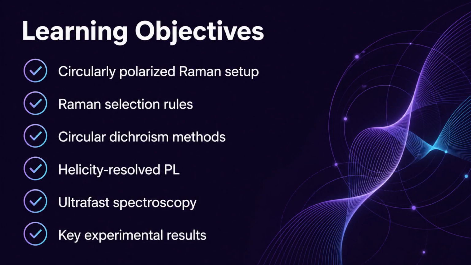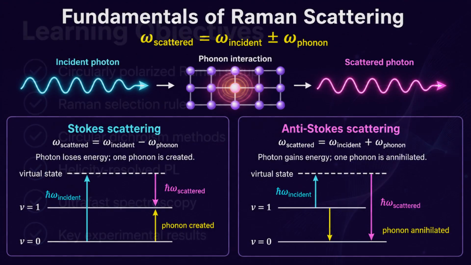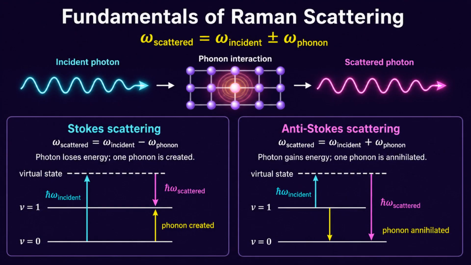By the end of this chapter, you'll understand experimental setups for circularly polarized Raman spectroscopy, Raman selection rules for chiral phonons, circular dichroism in phonon absorption, helicity-resolved photoluminescence for detecting valley polarization, ultra-fast spectroscopy techniques for time-resolved detection, and key experimental results in WSe2 and alpha quartz that confirmed theoretical predictions. Let's start with the fundamentals of Raman scattering.